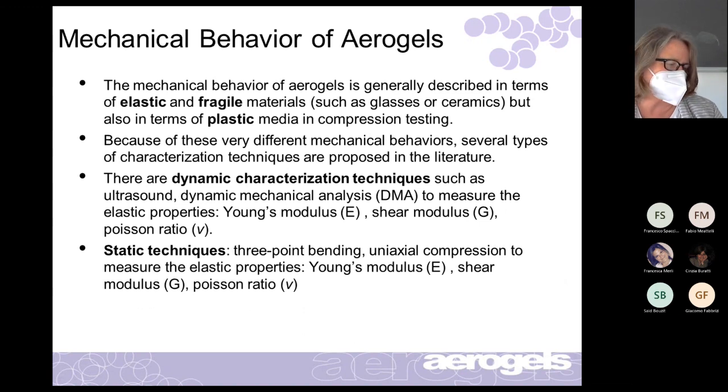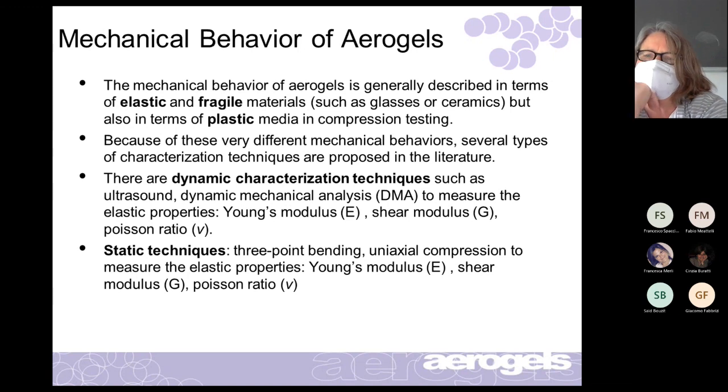We'll take a break in about 10 minutes, but I'll start on the mechanical behavior of aerogels. So, most people think of aerogels as fragile, and they are. We can describe them in terms of elastic behavior, which means they deform and come back. Fragile, like glass and ceramics, but they also can behave plastically, where you deform them and they don't change back.